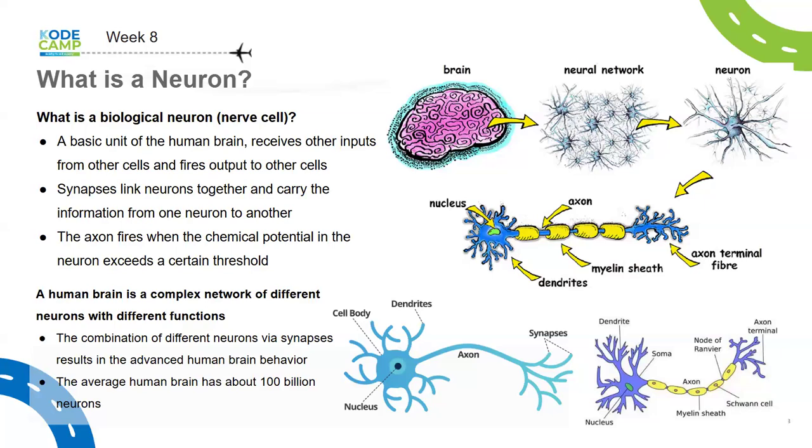So synapses link neurons together in the brain cell and carry information from one neuron to another. Think of a synapse as the connection between a previous cell and the next cell in the chain, right? The axon fires when the chemical potential in the neuron exceeds a certain threshold. So that's another interesting thing.